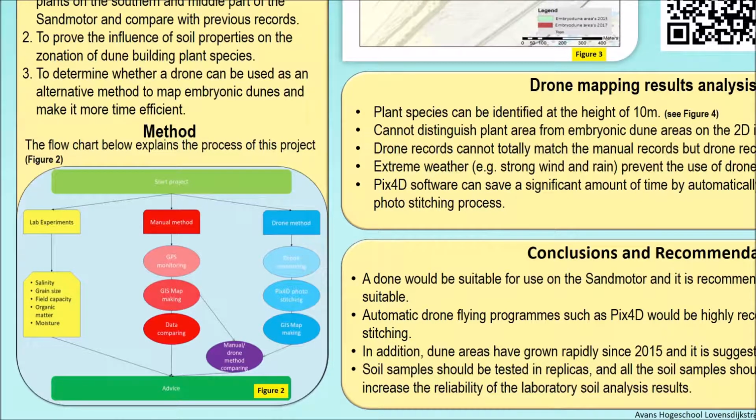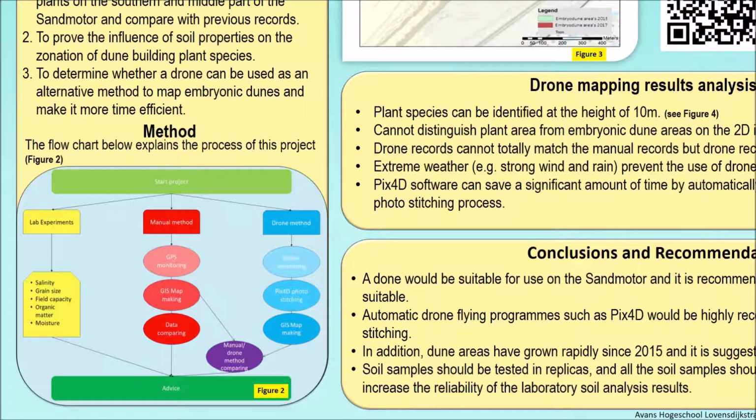Salinity, grain size, moisture, soil organic matter content and field capacity were the soil parameters tested in the lab. These samples were collected on 2 separate visits to the Sandmotor from areas of sand couch, marram grass, lime grass and mixed species areas that varied in distance from the sea.